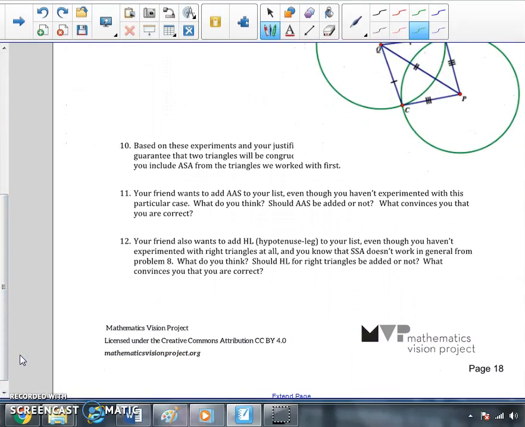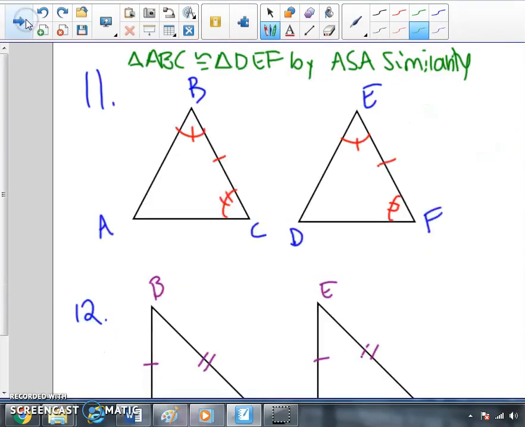So then in number 11 and 12, we were actually asked if we could add angle-angle-side to our list. So what I've done here for 11 is I've drawn 2 diagrams, 2 triangles, and I've marked them congruent so it looks like angle, side, angle. So the question is if these will be congruent by AAS as well. So if I look at these 2 diagrams, we know for sure that they're congruent because we've already talked about that. They are congruent by angle, side, angle.